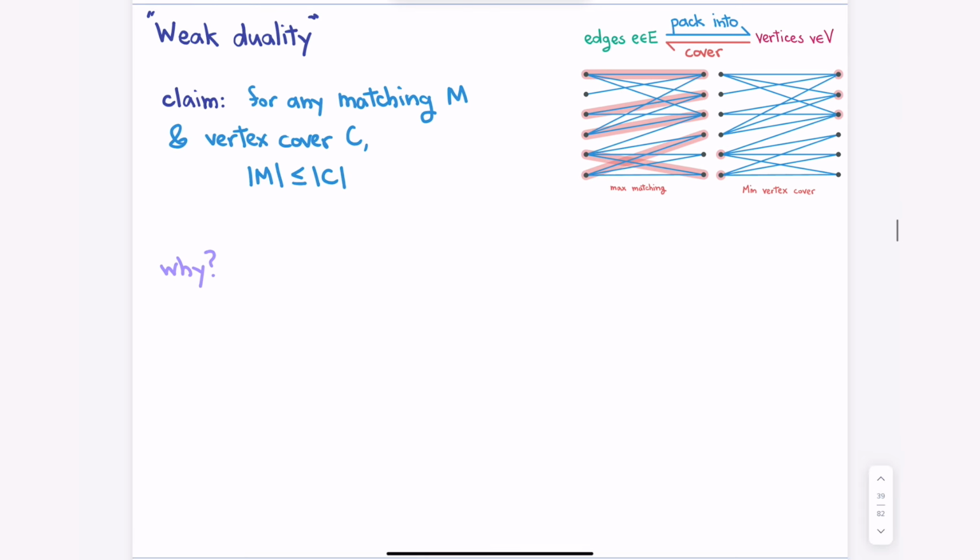So I claim that for any matching and any vertex cover, there need to be at least as many vertices as there are edges. Why? The matchings each represent some requirements, but they have disjoint endpoints. So you have to take at least one endpoint from every edge, and there's no overlap there. So if you have 5 edges in your matching, you need at least 5 in your vertex cover just to cover that matching. Okay, so that's weak duality.